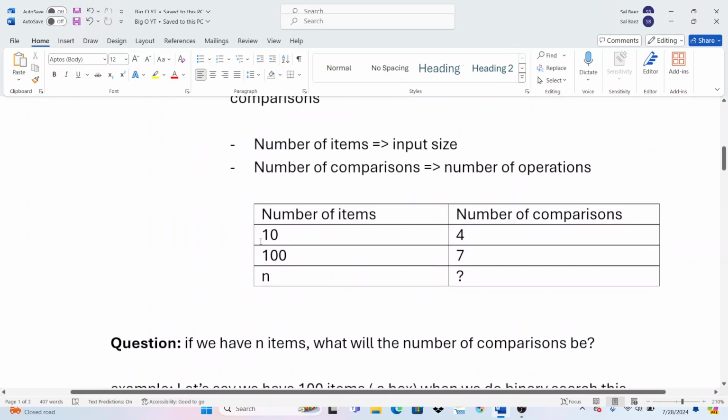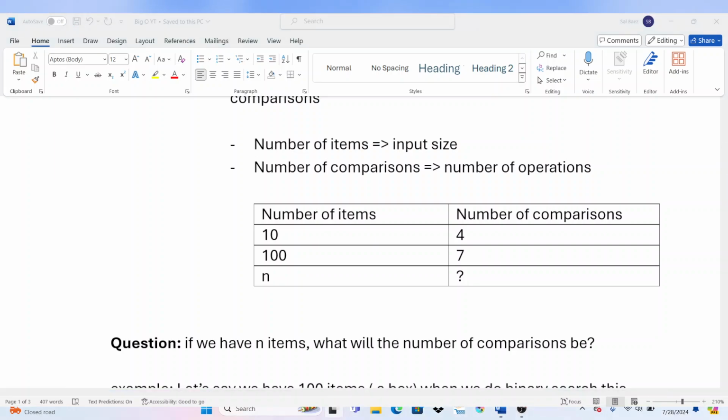You could do the same thing for 10, and you'll figure out it's gonna be 4 comparisons. Sorry, 1 second.